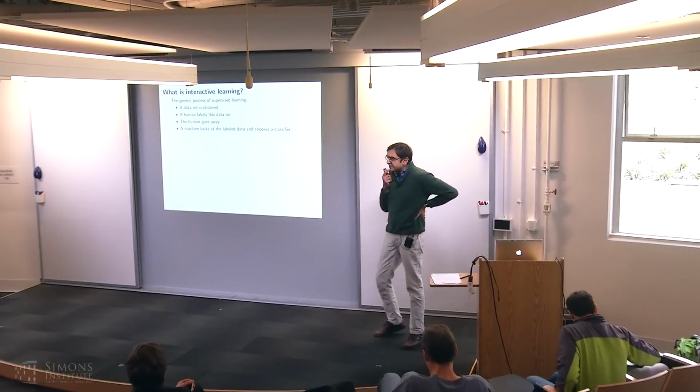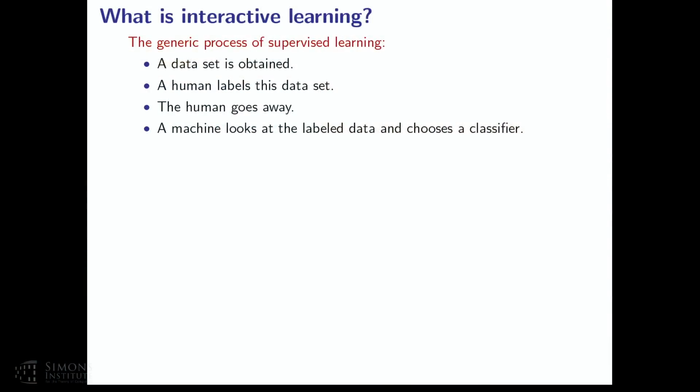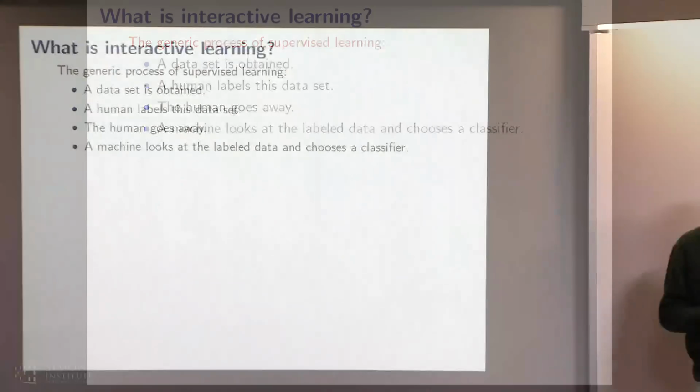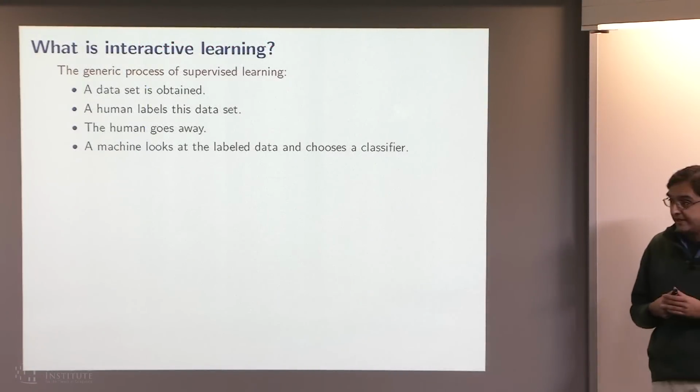So the first question is, what is this interactive learning thing? It's most easily thought of in contrast with the way supervised learning usually happens, which is that a data set is obtained in some way, a human being is brought in to label all of these data points painstakingly. The human being goes away, and at some later point in time, a machine is started up, given this labeled data set and told to find a classifier. So there's no interaction at all between the human and the learning machine.